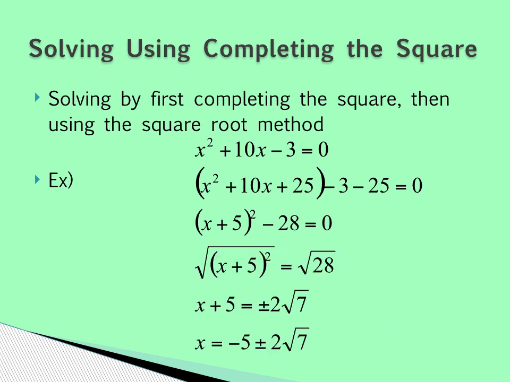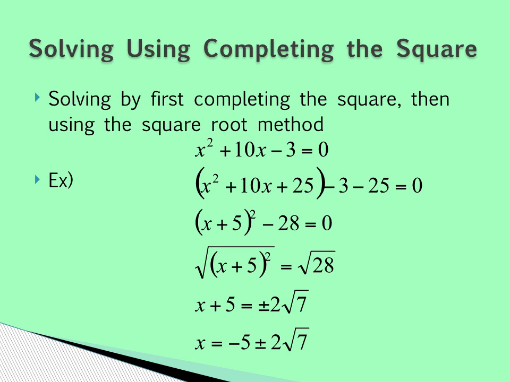And so when I do that here, I moved over the 28. I've got the binomial of x plus 5 squared equals 28. Well, I can get rid of that squared by taking the square root of both sides. But when I do that, I'm going to have x plus 5 equals plus or minus the square root of 28. That plus or minus has to be there.